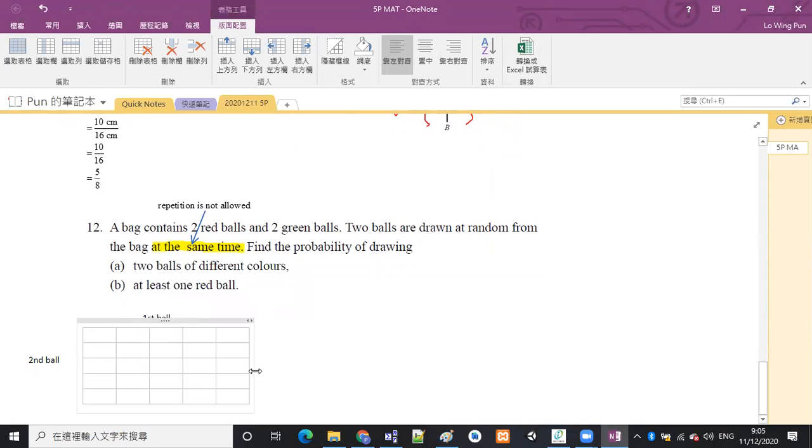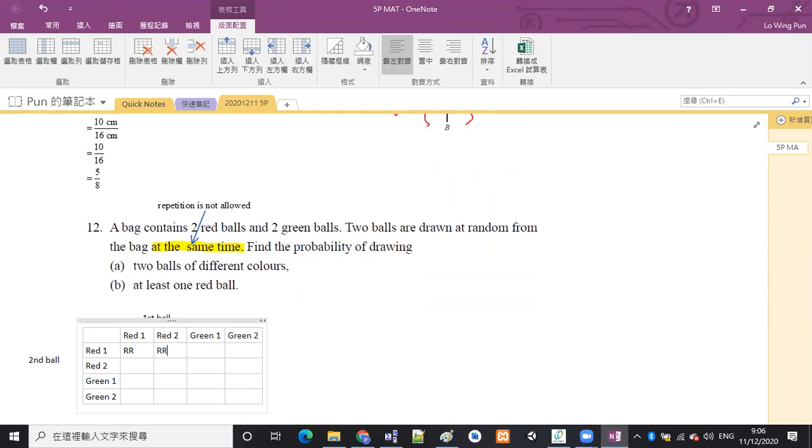it can be red 1, it can be red 2, can be green 1, can be green 2, and then for the second ball, it can be red 1, can be red 2, can be green 1, can be green 2. OK, after we separate them like this, we can list them all out. So the outcome will be red, red.